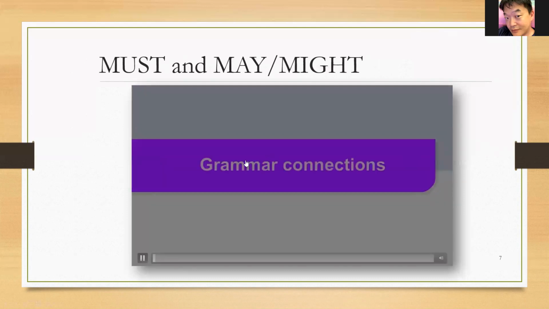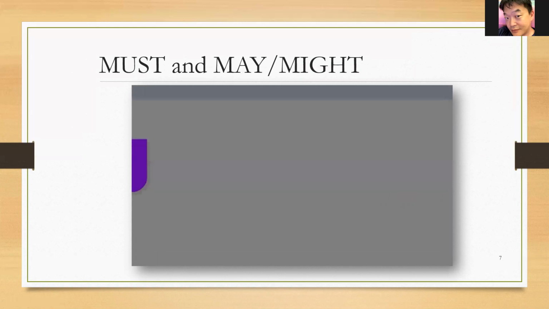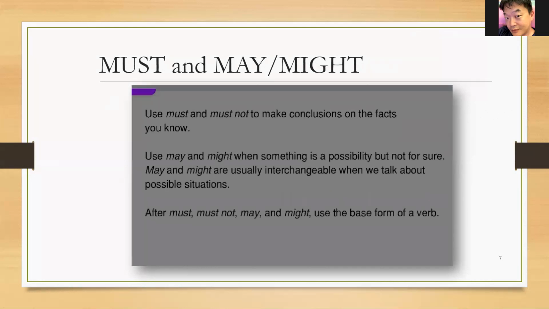Grammar connection. Unit 4, Lesson F. Must and may, might. Watch and listen. Use must and must not to make conclusions on the facts you know. Use may and might when something is a possibility but not for sure. After must not, may, and might, use the base form of a verb.